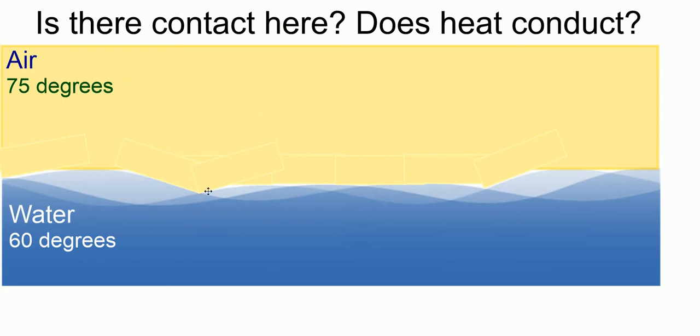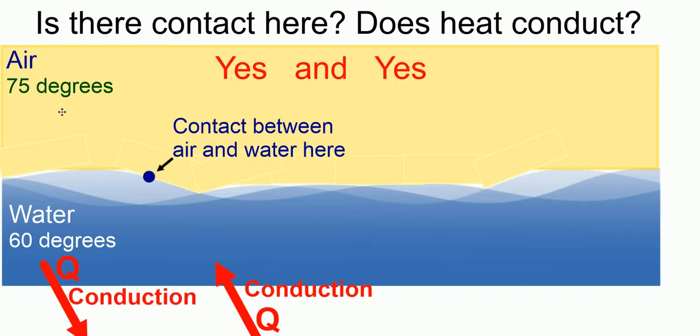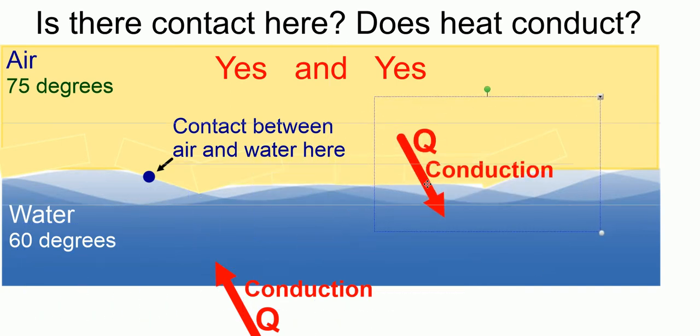Now here we have air here, and here is water here. And would you agree, is the air in contact with the water? Sure it is, right there, along this line here. So what kind of transfer of heat are we going to have? Sure. It's going to be conduction, isn't it? Is there contact? Yes. Does heat conduct? Yes. Right here's a point where the air and the water are in contact. Now which one's warmer? In this situation, the air is warmer, so is it going to be like this? From the air to the water via conduction? Sure. There's contact from warm to cool.